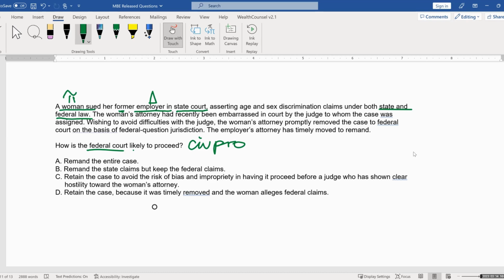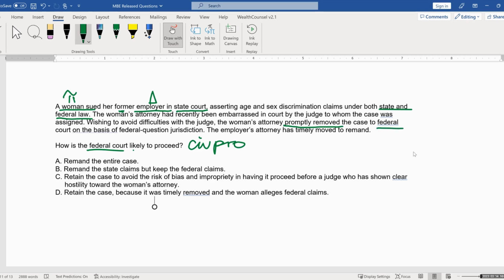Wishing to avoid difficulties with the judge, the woman's attorney promptly removed. That's a civil procedure term: removal. At this point, go ahead and finish the sentence, but that should trigger lots of bells to go off in your mind, where it says it's giving you a buzzword, a key subtopic for civil procedure. Promptly removed the case to federal court.